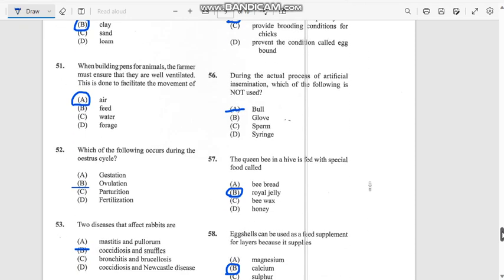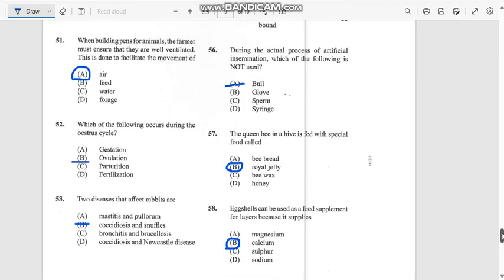All right, number 56. During the actual process of artificial insemination, the farmer does not directly mate the heifer or cow to get her pregnant. It has to do with not using the bull. These are the following items they will use: they will not use the bull, as I said. They will use gloves, sperm, and a syringe, but they will not use a bull. So the answer for number 56 is A.